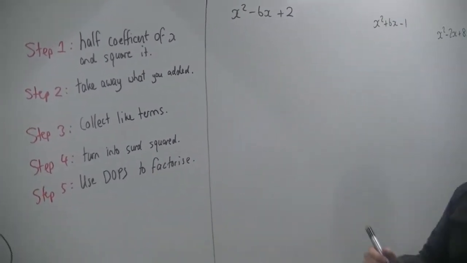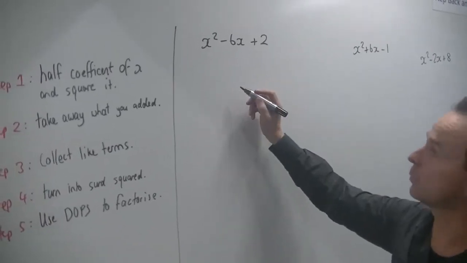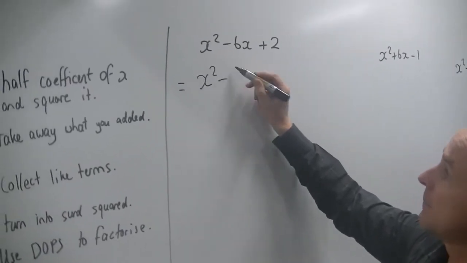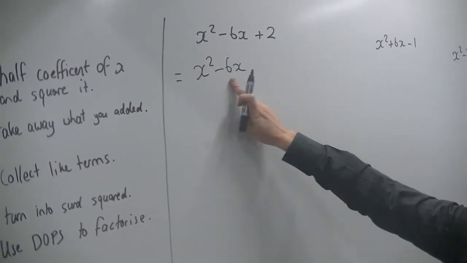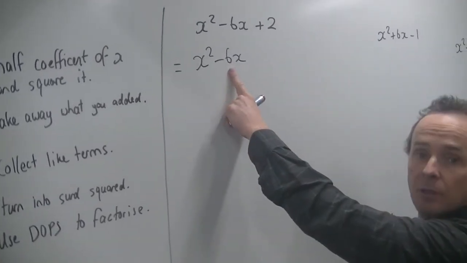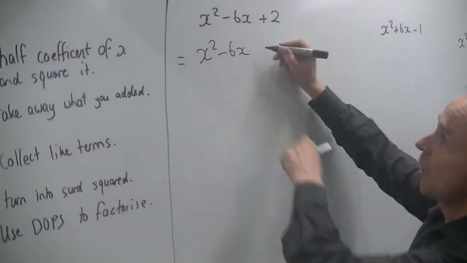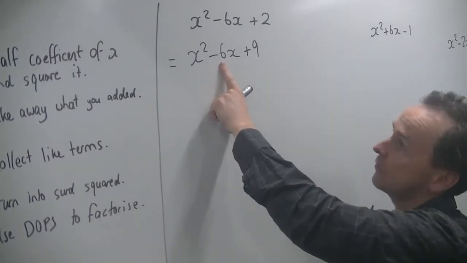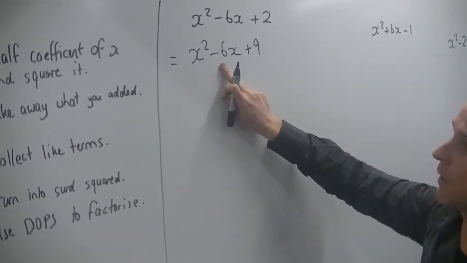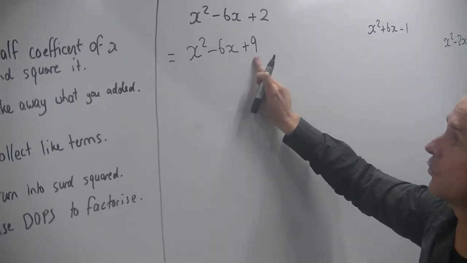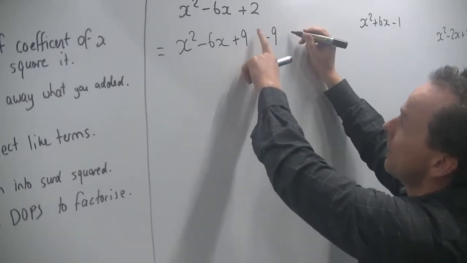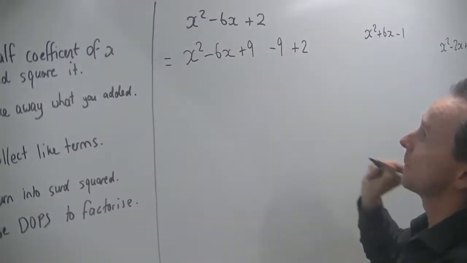Alright, let's come over here and let's do a couple more examples. So, x squared minus 6x. So your middle term is 6, you halve it, you get 3. 3 squared is 9. Always a plus, because even if you have minus 6, you get minus 3. When you square minus 3, you get positive 9. So it's always a positive there. Because we've added 9, we must take 9 away, and we've got the plus 2 there as well.